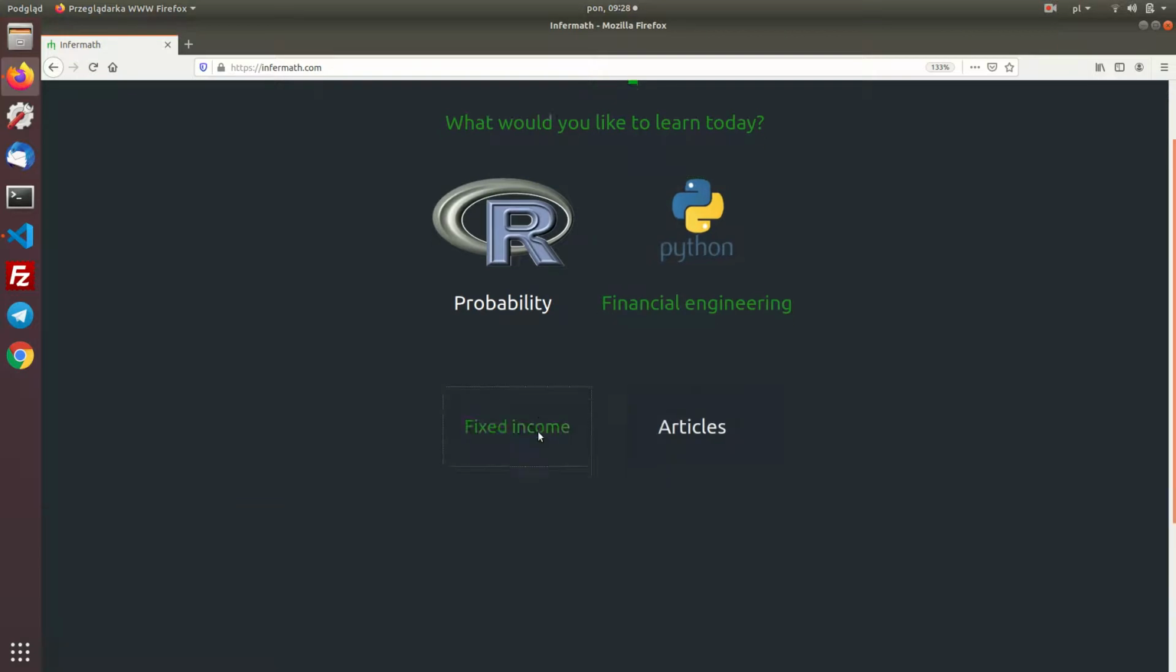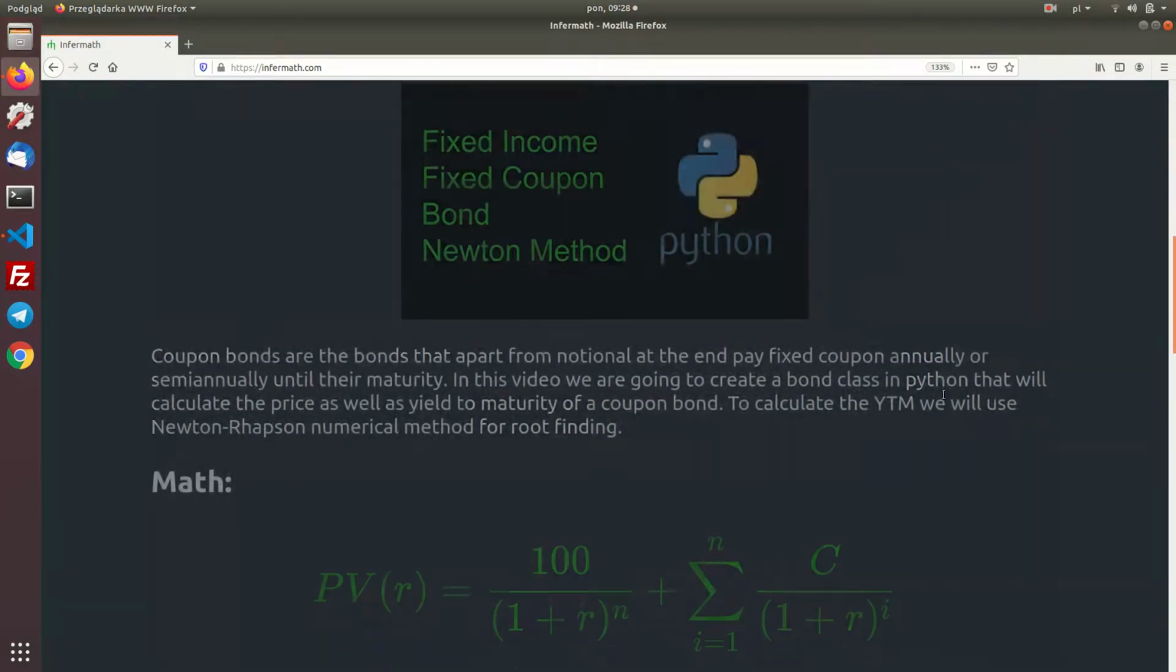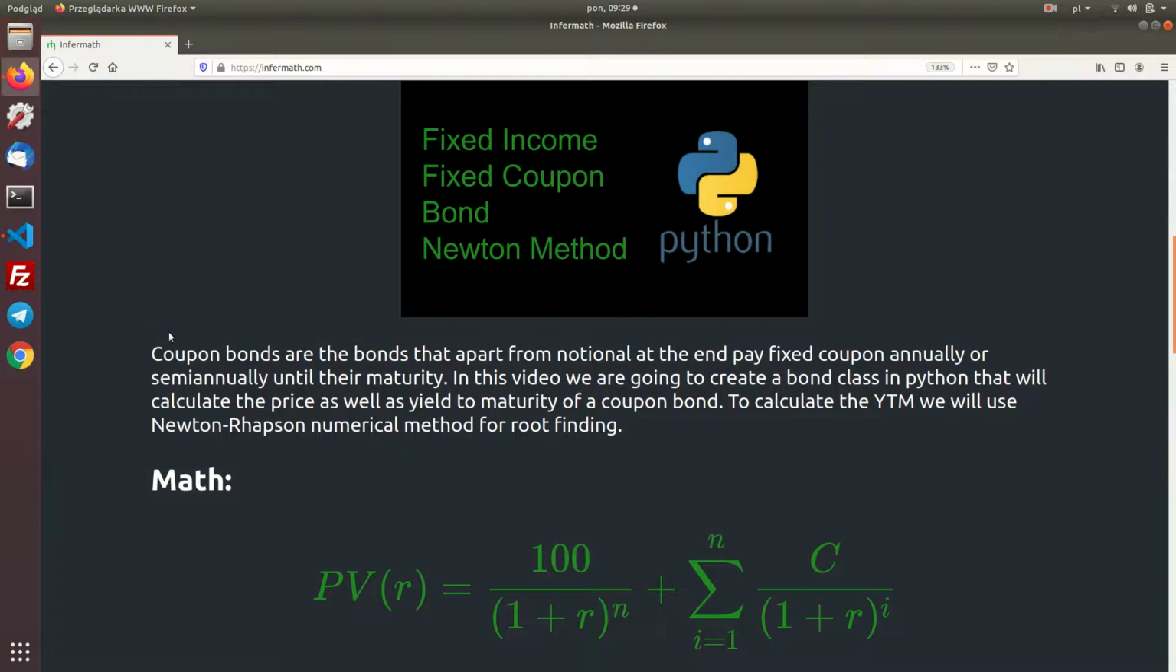Today we are going to look at a fixed coupon bond. What is a fixed coupon bond? It is the bond that, apart from the notional at the end, at the maturity, will pay fixed coupon annually or semi-annually until maturity. In this video we are going to create a Python class called bond, in which we will define two methods: how to price a bond and how to calculate yield to maturity of a fixed coupon bond. In order to calculate a yield to maturity, we will use so-called Newton-Raphson method.